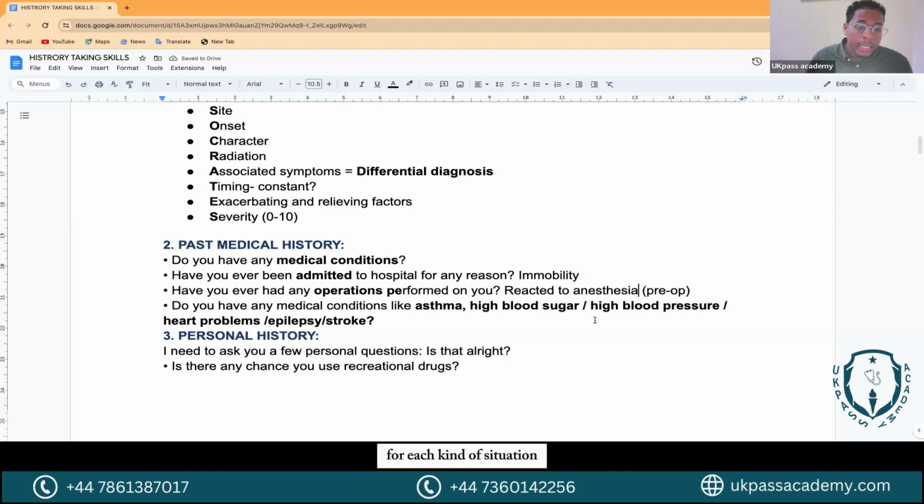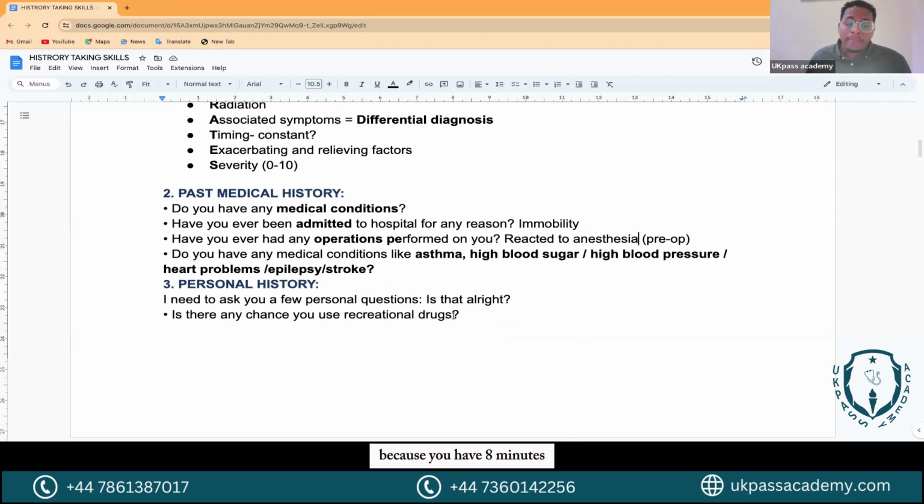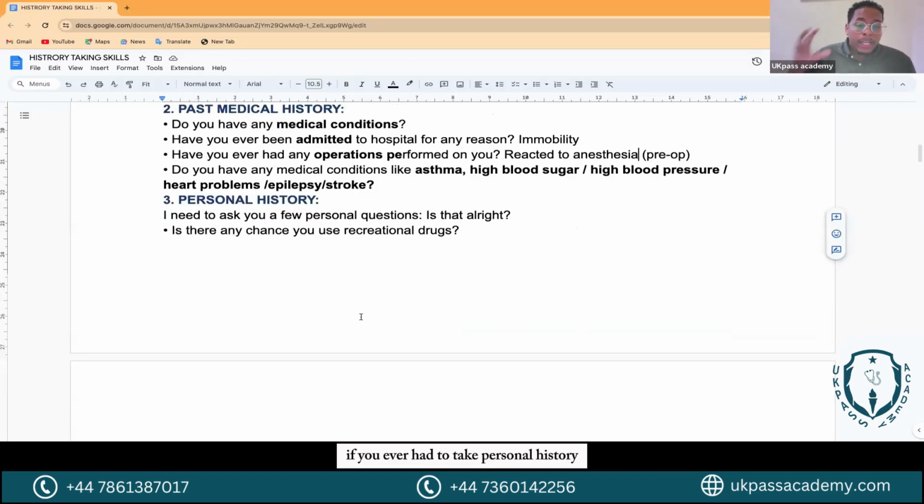know the specifics as well for each kind of situation where the most relevant history is. Because you have 8 minutes and you're required to do things in a timely manner. If you ever had to take personal history, you need to know what personal history is. A common misconception is that smoking and drinking alcohol are permanent histories. They are not permanent histories, personal histories.